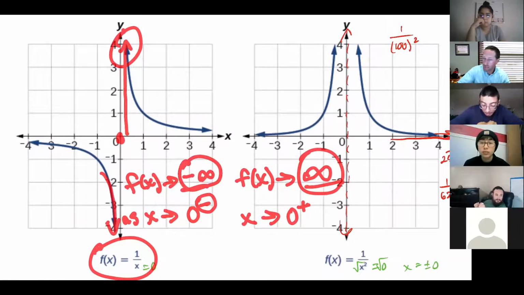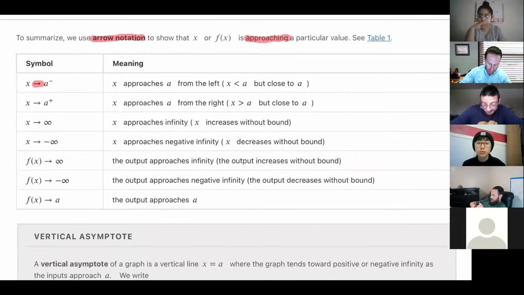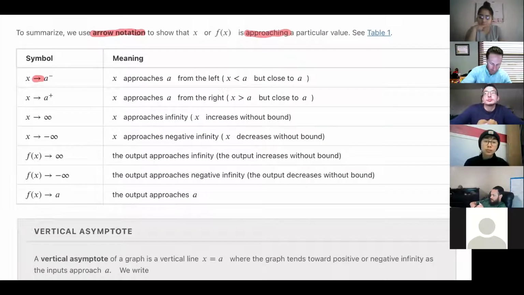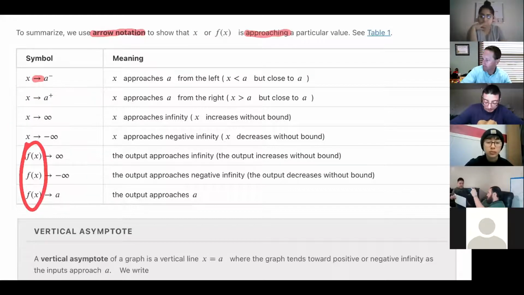Okay? So that is what we call arrow notation. And this is going to be the very first thing that you learn in calculus. It's called a limit. That's what it's approaching, but never actually reaches. So that's what these symbols mean. And you know the difference between an x and a y value. All right?